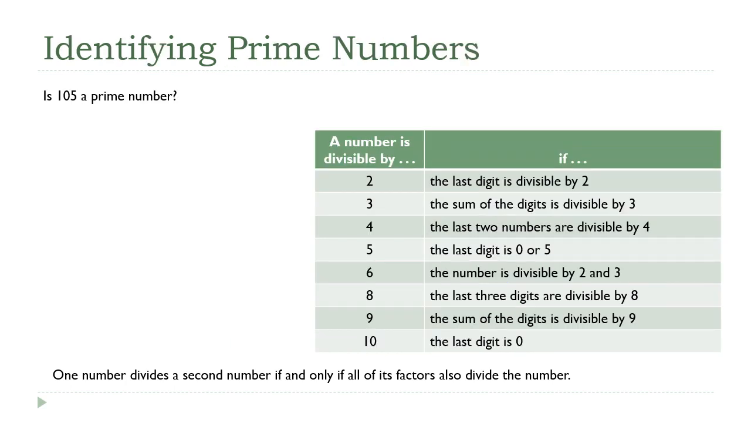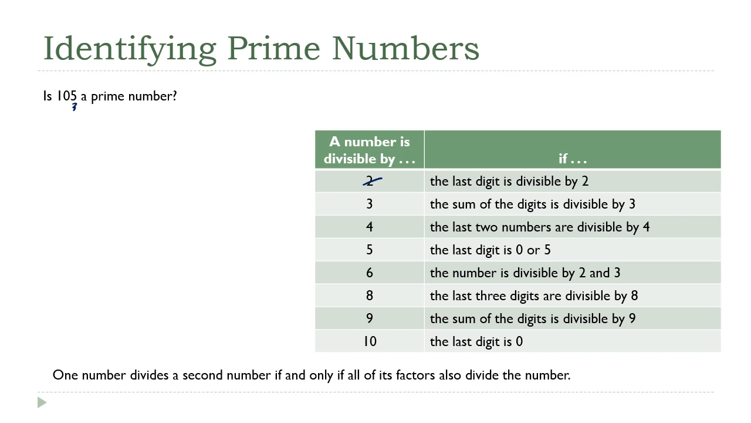So let's look at an example here. I want to look at 105, and really what I want to do is determine if it's prime, which means seeing if there's any number other than 1 and 105 that goes into it evenly. Well, 2 doesn't. We can cross that one off because the last digit here is 5, and 2 doesn't go into 5, so 2 isn't a factor.